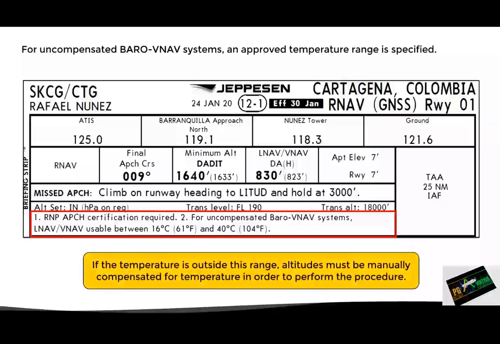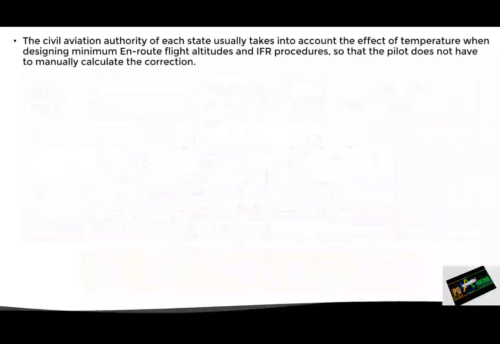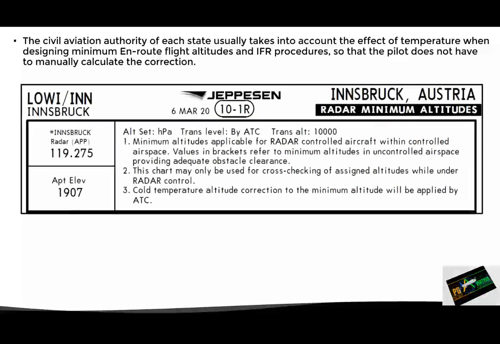If the current temperature is outside this range, the crew must apply the corresponding temperature corrections to all the altitudes of the procedure. On the other hand, the Civil Aviation Authority of each state usually takes into account the effective temperature when establishing minimum flight altitudes so that the pilot does not have to manually calculate the correction. Here we can see an example of this.